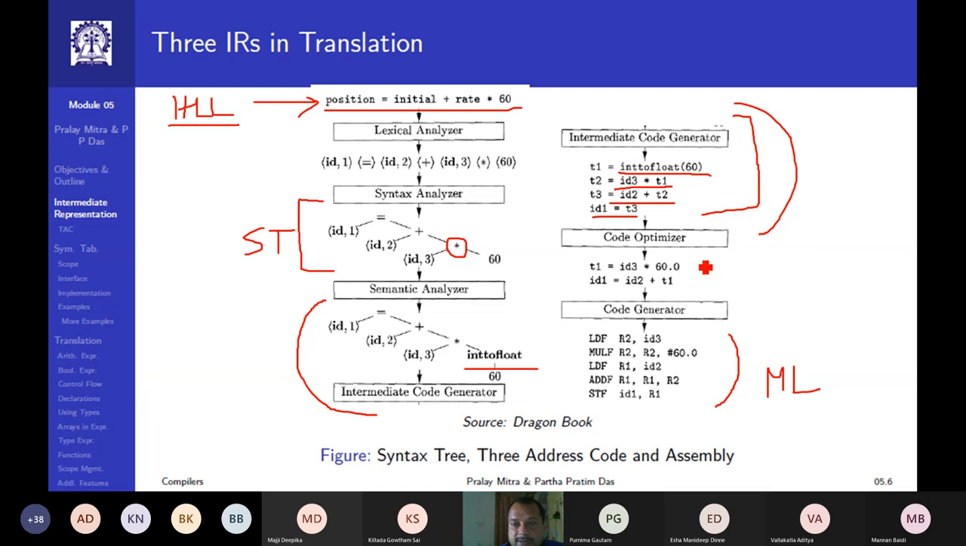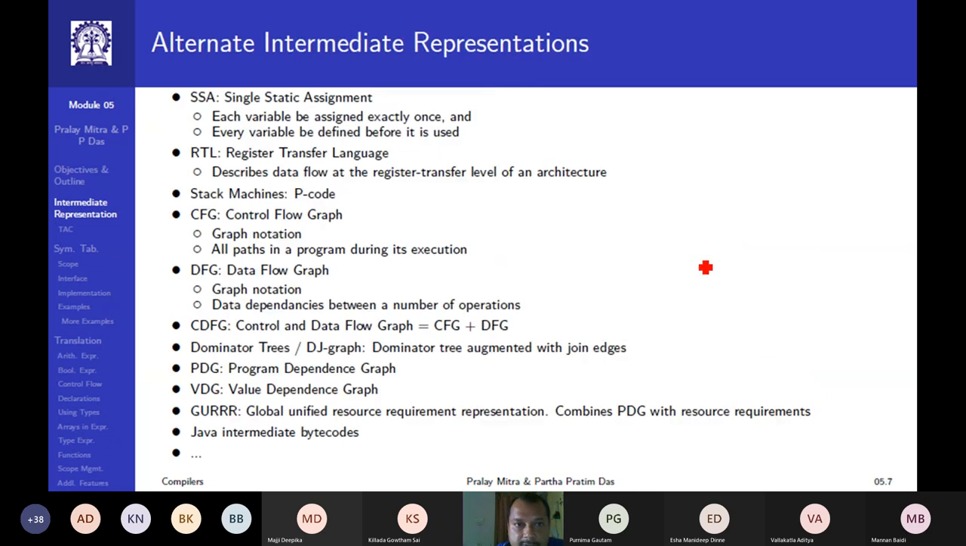This optimization is done in two steps. First, before the machine level code generation, the optimization is machine independent code optimization. Second, after machine level code generation, the optimization is machine dependent code optimization. Okay, let us see.